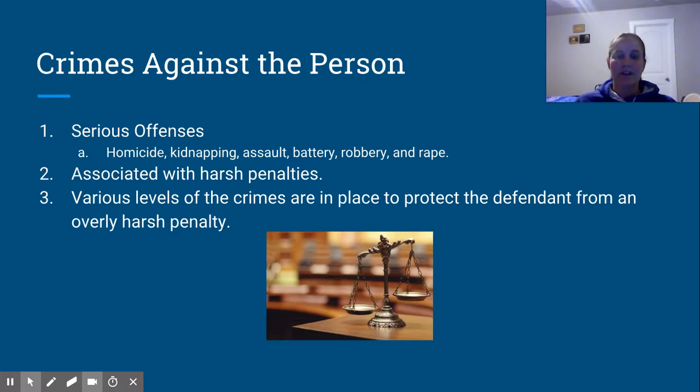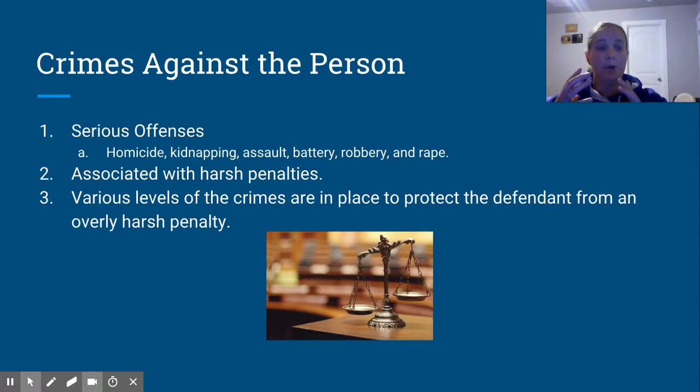And there are various levels of the crimes, and they're in place to protect the defendant from an overly harsh penalty. An example of that would be murder. They have different degrees: murder in the first degree, second degree, third degree. They do that because they're not going to charge somebody that in the spur of the moment got in a fight because someone ticked them off, and they punched someone and the person fell back, hit their head and passed away, as seriously as somebody that spent weeks plotting and planning and coming up with all the ideas of how to harm someone and kill them. That's a much more serious offense.